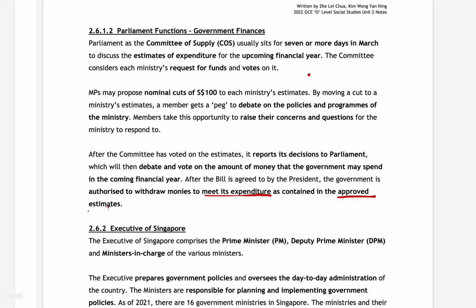And of course, the president, which we'll talk about later, is the person that will oversee that the government is not spending this money anyhow.